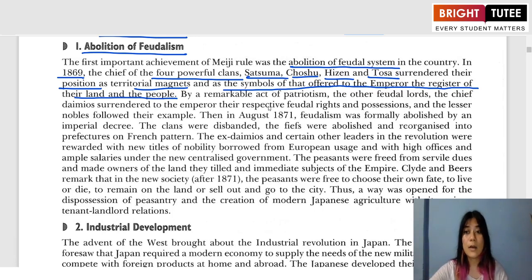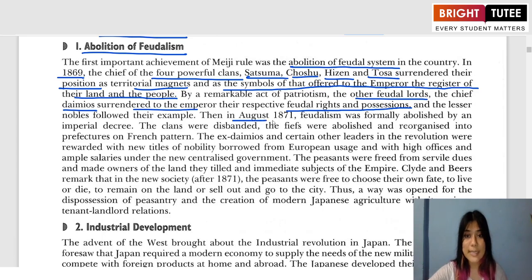Now, as they did that, other feudal lords and other chief daimyos also surrendered similar registers, similar properties, land, to the emperor, and they also surrendered their feudal rights, their possessions. As they did, other nobles, other landlords also followed. So as you can see, all the chief landlords, feudal lords, gave up their position of power and gave up their feudal rights and possessions.